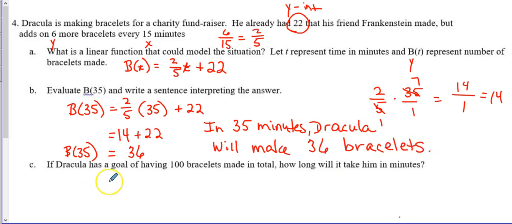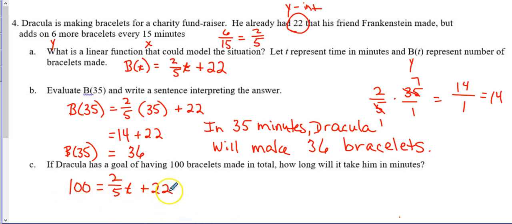So there's my sentence. All right, if Dracula has a goal of having 100 bracelets made in total, how long will that take him in minutes? So what we do here is we fill in 100 for the B of t. So 100 bracelets is what he wants to make. So how long would it take him? That means that the t is what I don't know. So 2/5 t plus 22. Then I just solve for t because that's my time.